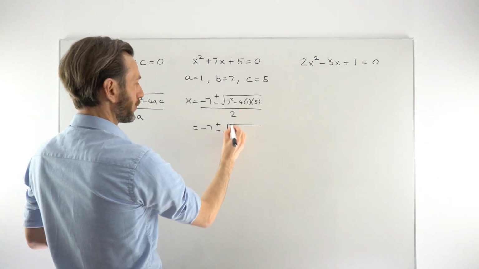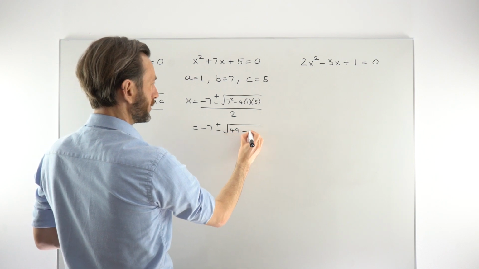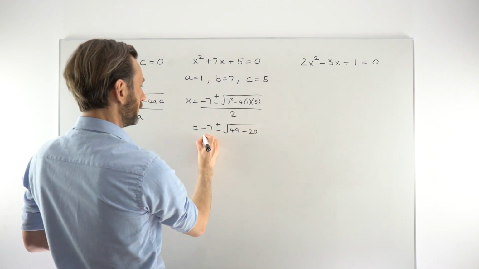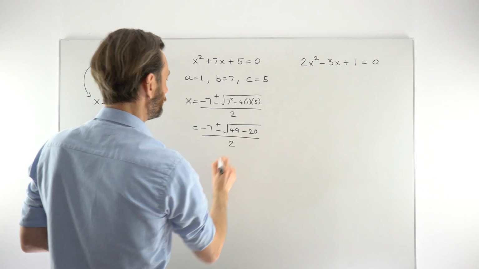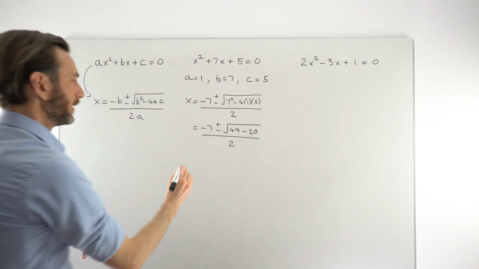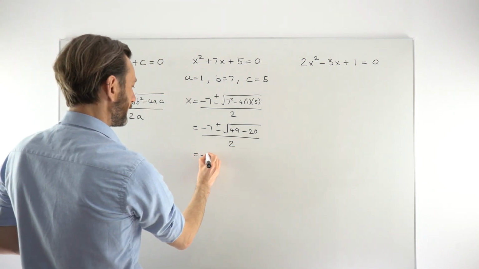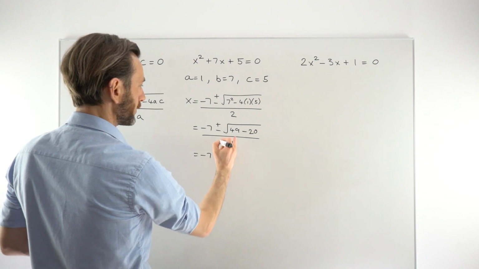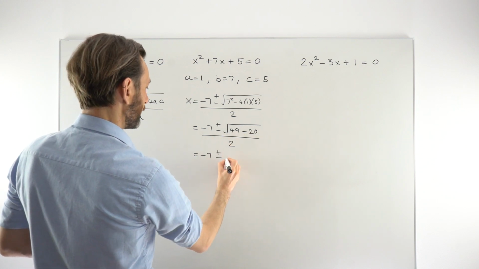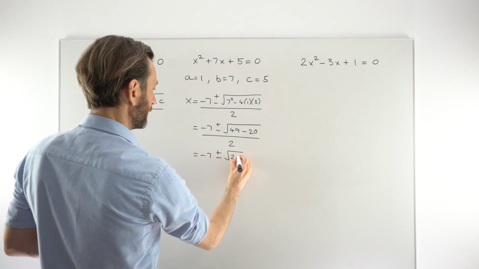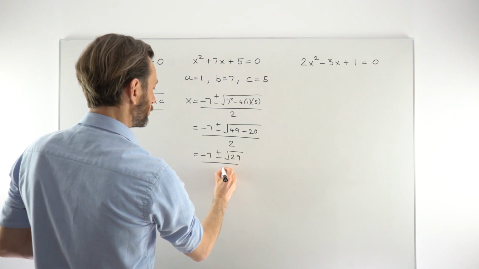So I'm just going to develop this a little first. So we're going to get 49, 7 squared minus 20, all of that over 2. Taking that a little further again, we're going to get minus 7 plus or minus 49 minus 20 is 29, so we'll get root 29 over 2.